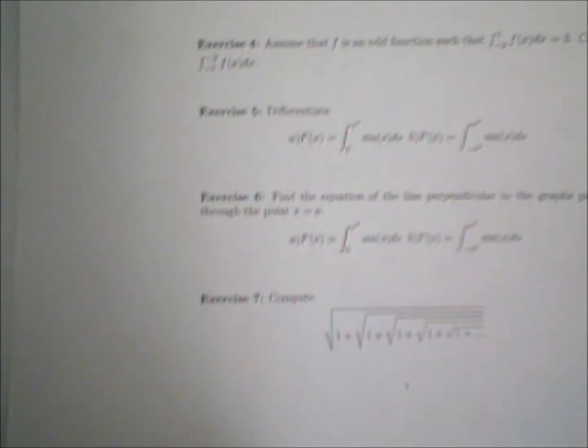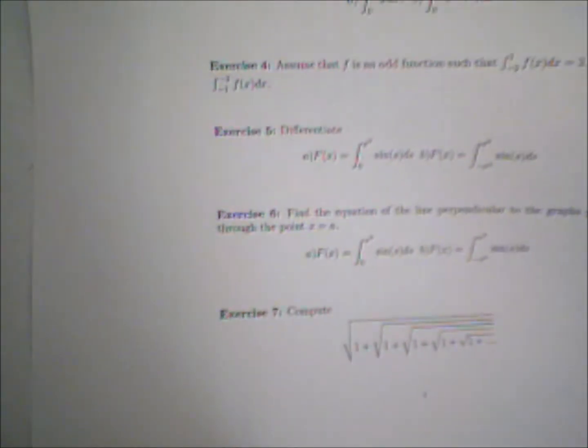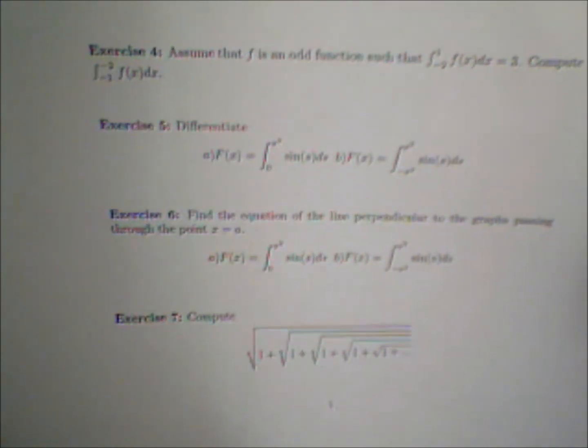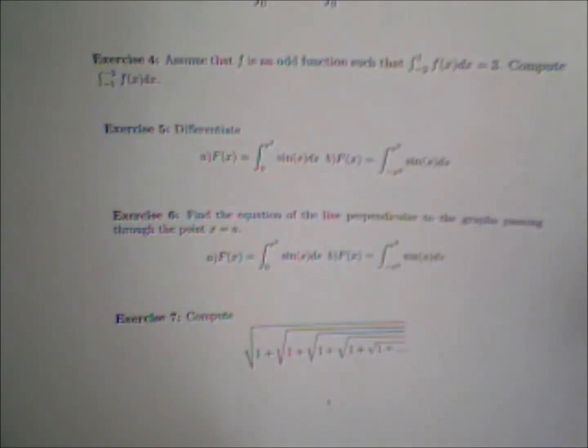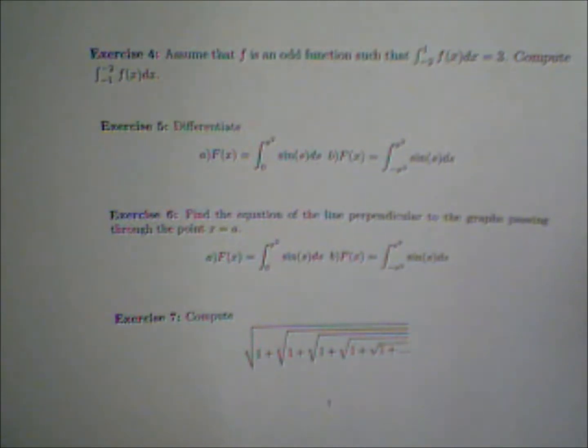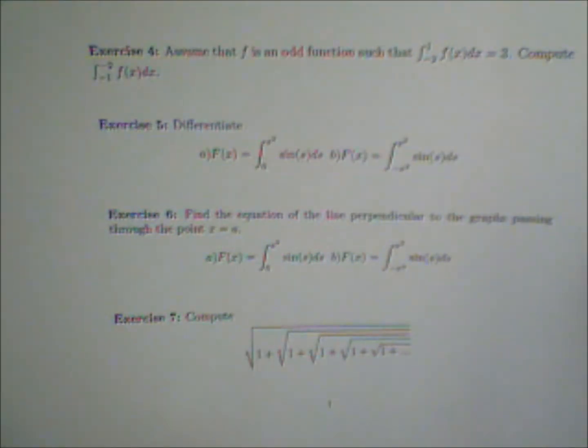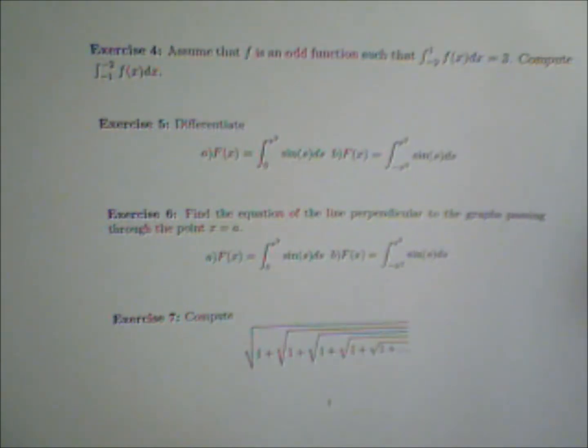Okay, I'm going to do exercise 4 from discussion 3, which is right there. So it says, assume that f is an odd function and such that the integral from -2 to 1 of f of x dx is equal to 3. So compute the integral from -1 to -2 of f of x dx.